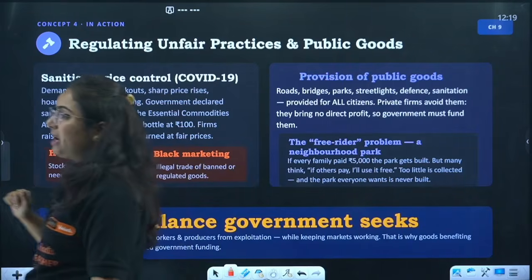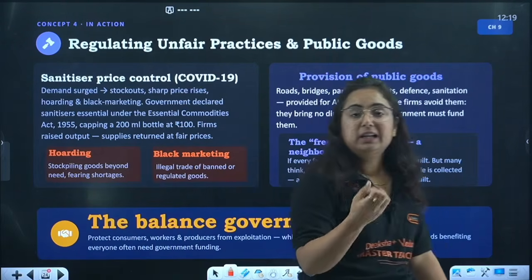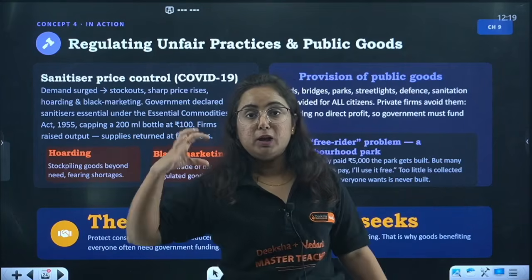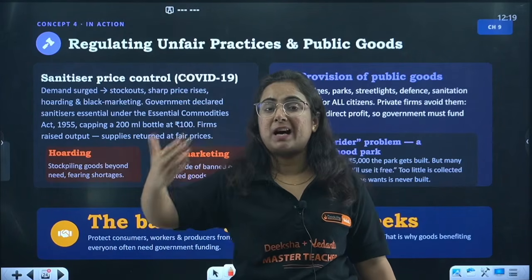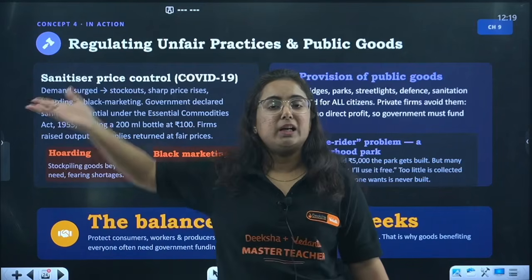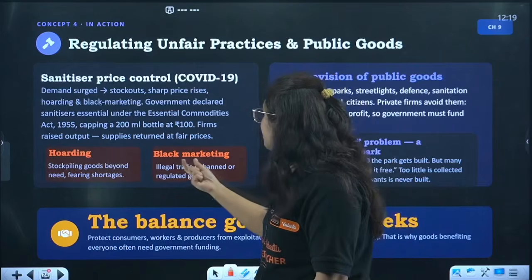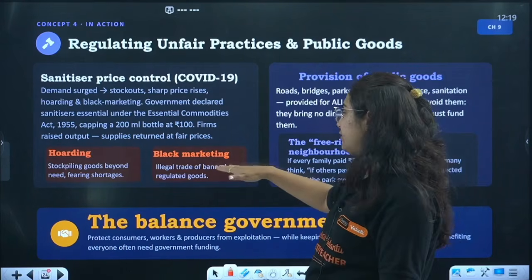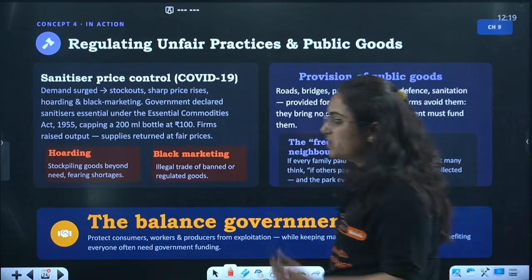Sometimes it happens in the market with potatoes and tomatoes too, right? You will find that the sellers will hoard them in cold storages and wait until the market demand is increasing, then bring them out so that people are charged more. Okay. Now there is also black marketing, that is the illegal trade of banned and regulated products. Yes. Provision of public goods, what is that?